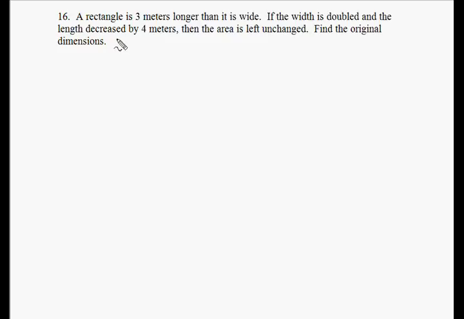A rectangle is 3 meters longer than it is wide. If the width is doubled and the length is decreased by 4 meters, then the area is left unchanged. Find the original dimensions. Well, from our first sentence, a rectangle is 3 meters longer than it is wide.